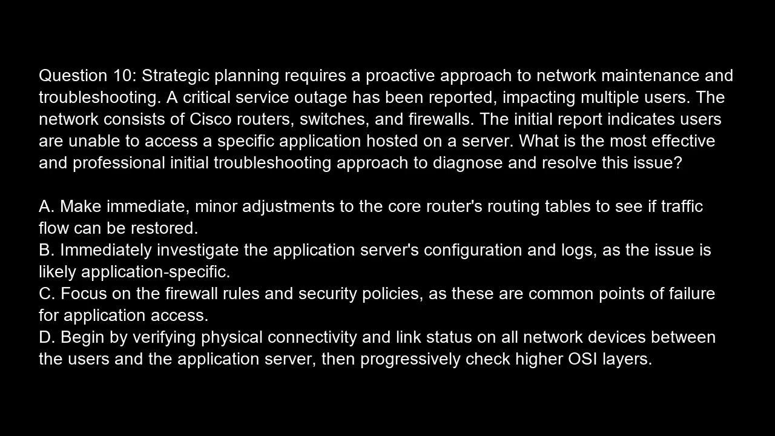Option A. Make immediate, minor adjustments to the core router's routing tables to see if traffic flow can be restored. Option B. Immediately investigate the application server's configuration and logs, as the issue is likely application-specific. Option C. Focus on the firewall rules and security policies, as these are common points of failure for application access. Option D. Begin by verifying physical connectivity and link status on all network devices between the users and the application server. Then progressively check higher OSI layers.